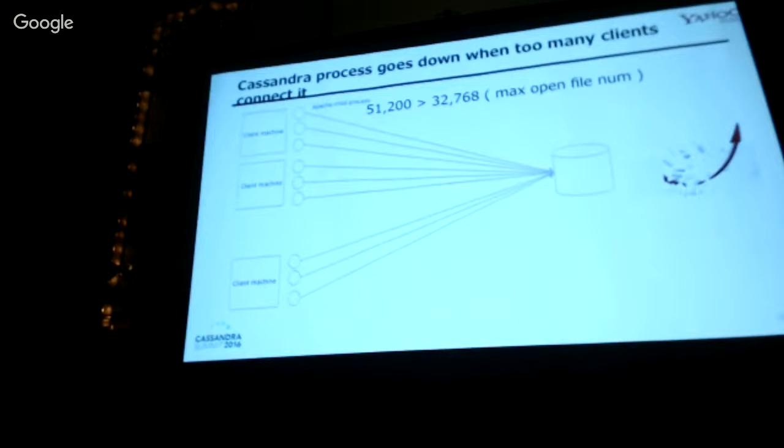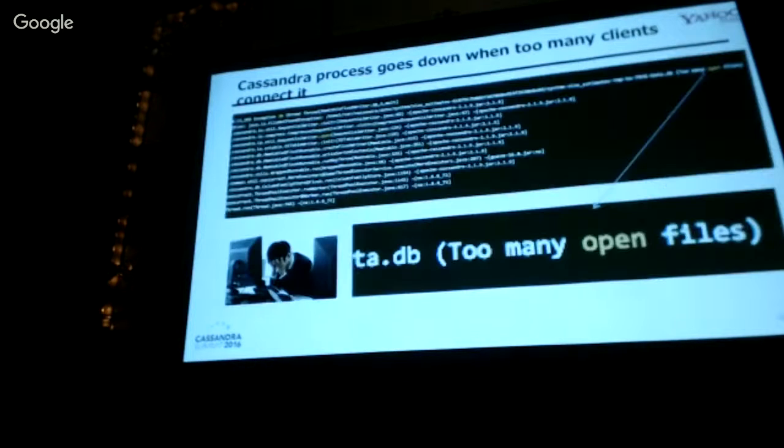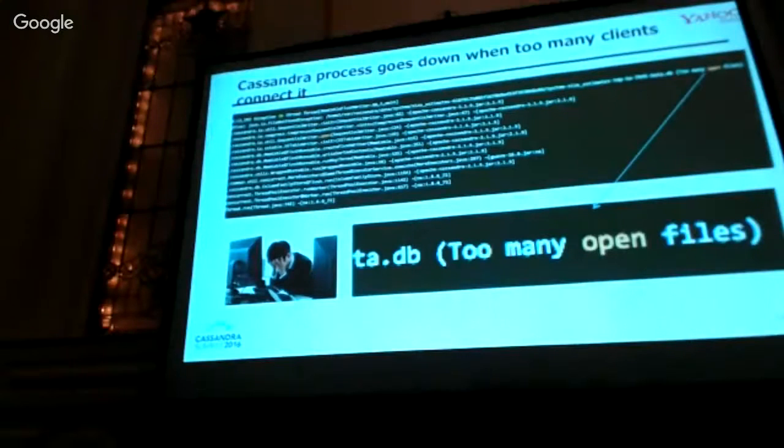Why can this be a problem? It is because in my company, the max open files per process is set to 32,768, and it must not be changed in terms of OS performance optimization. Please look at this. You can see the console log that says a too many open files error happened while opening SSTables, and the Cassandra process went down.